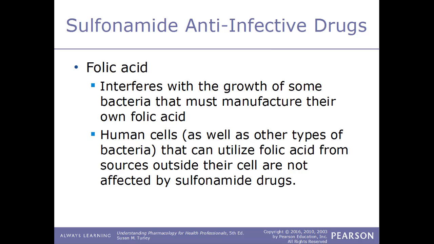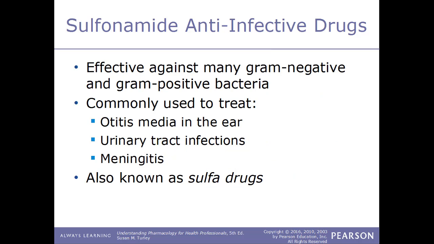Some examples of sulfonamides would include folic acid. Now, folic acid will interfere with the growth of some bacteria that must manufacture their own folic acid. Now, human cells can utilize folic acid from sources outside their cell and are not affected by sulfonamide drugs. And folic acid drugs are effective against many gram-negative and gram-positive bacteria. And this is used to commonly treat otitis media in the ear, urinary tract infections, and meningitis. And these are also known as just sulfa drugs for short.